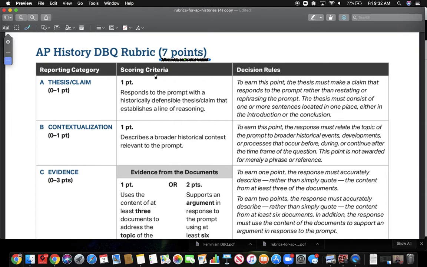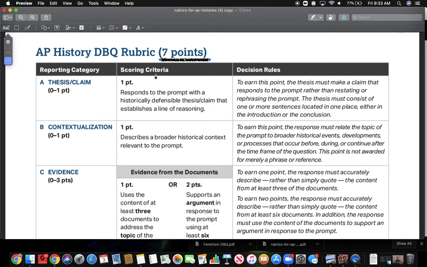The first thing you're graded on is a thesis or a claim. Now, ladies and gentlemen, how many thesis statements have you written for this class? Not just on Friday exams, but also preparing for Friday exams, the assignments that we do in class. You have written a ton of thesis statements. And so as long as you respond to the prompt with a historically defensible claim that establishes a line of reasoning using those John Mayer skills that I've taught you, you are going to get that thesis point.